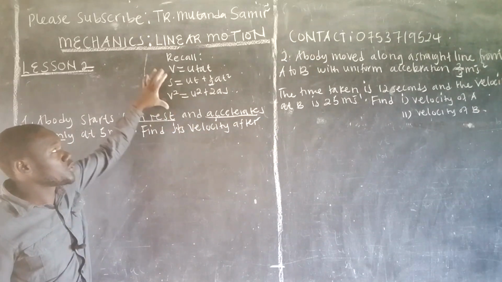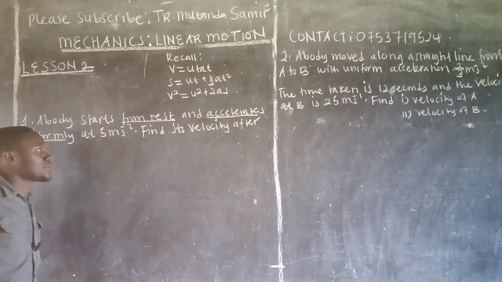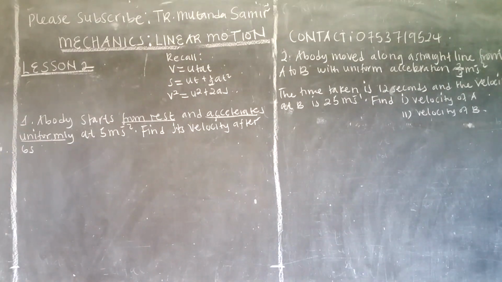Whenever you see this word in the question, you just know these are the equations of motion I'm going to use. Accelerates uniformly, 5 meters per second. First, find its velocity after 6 seconds. The velocity after 6 seconds.